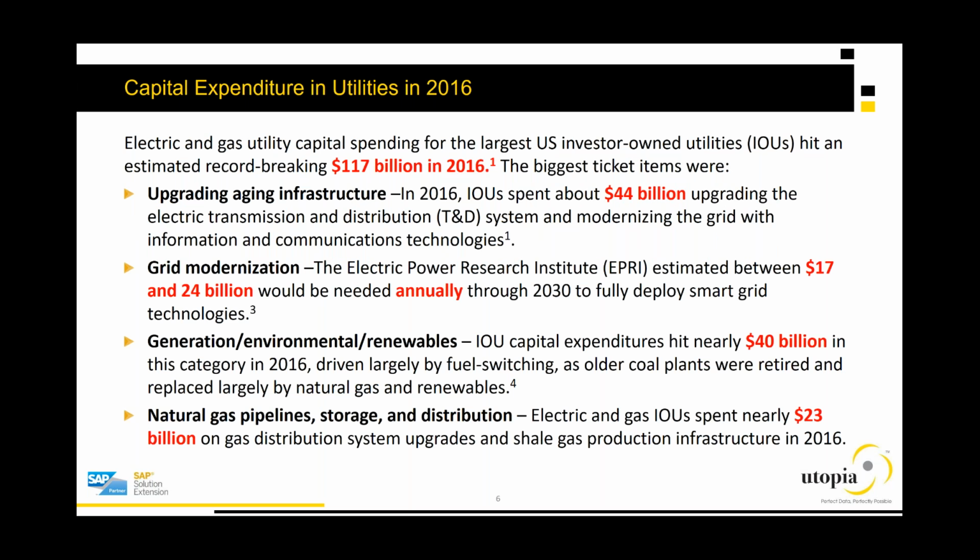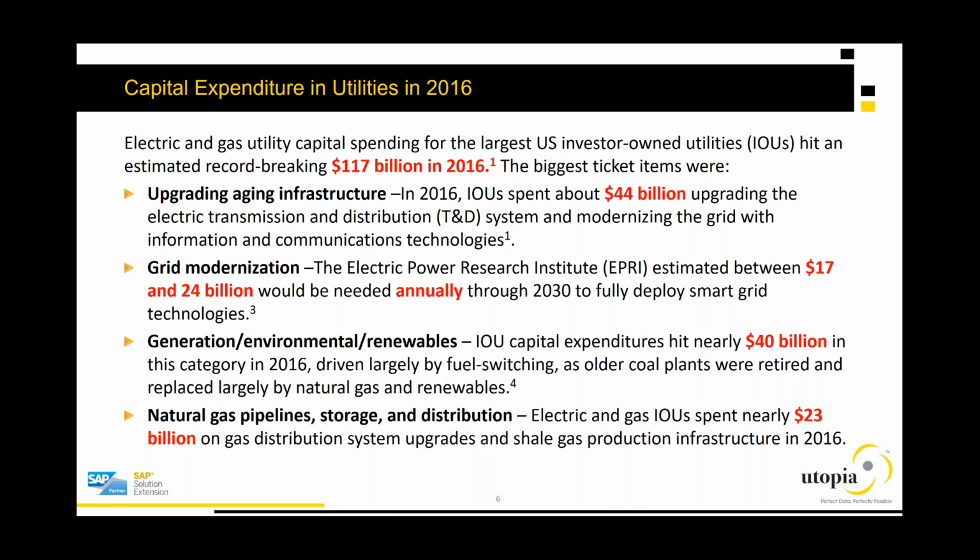There's a lot of money being spent in the utilities industry. In 2016, there was over $117 billion spent on capital spending on adding assets to the networks and the infrastructure within the US. A lot of 44 billion of that was spent just on upgrading the infrastructure, upgrading transmission and distribution systems, modernizing the grid, etc.